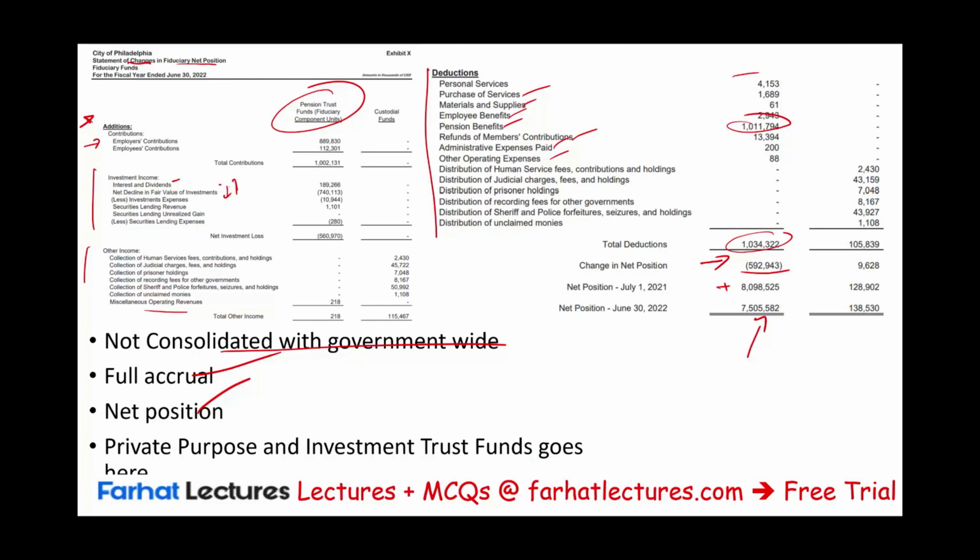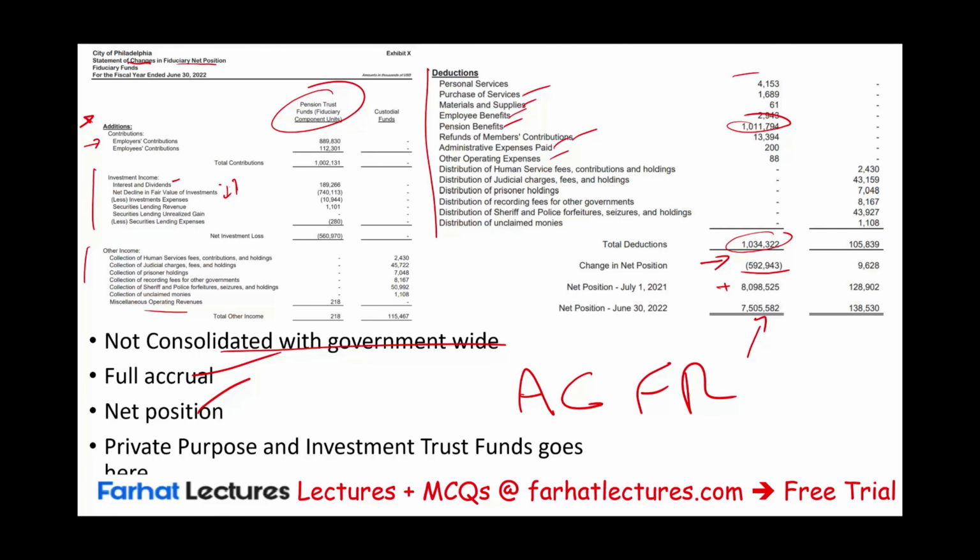And this is what you need to know overall. This is the big picture. Again, these financial statements are found in the annual comprehensive financial report. Specifically, I'm using the Philadelphia one, and I will be attaching the ACFR of Philadelphia within your lessons on Farhat lectures. So make sure you download the report and take a look at it as you are going over this.